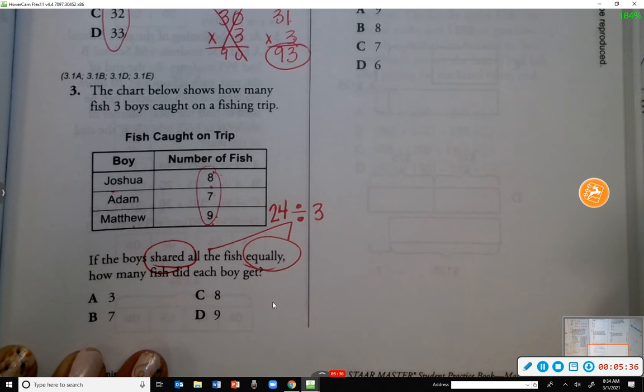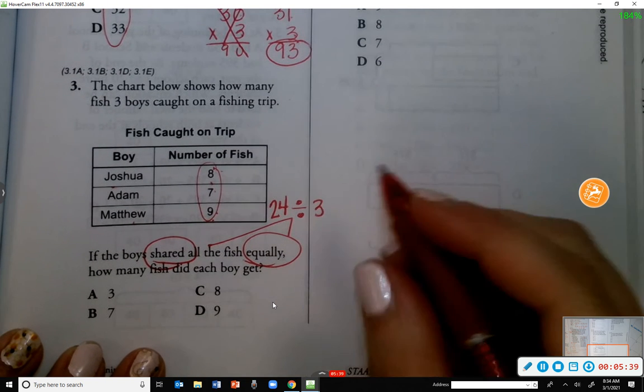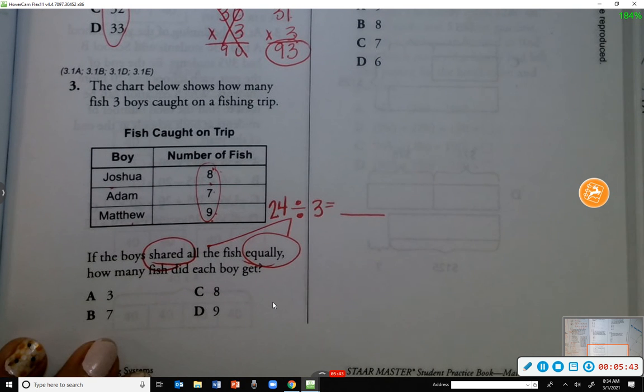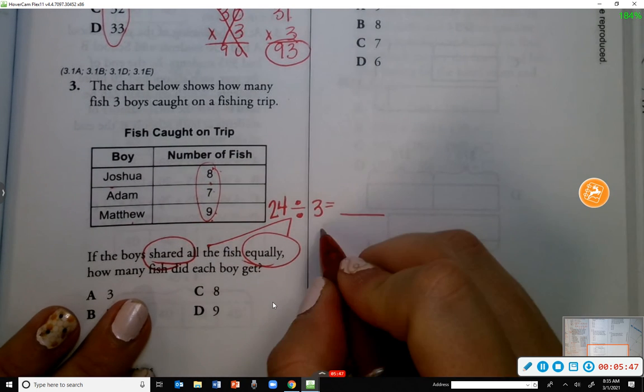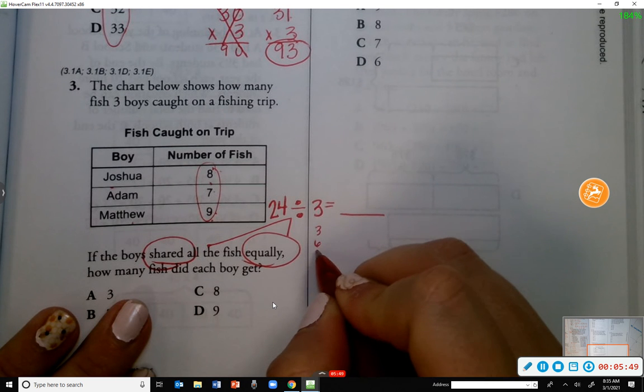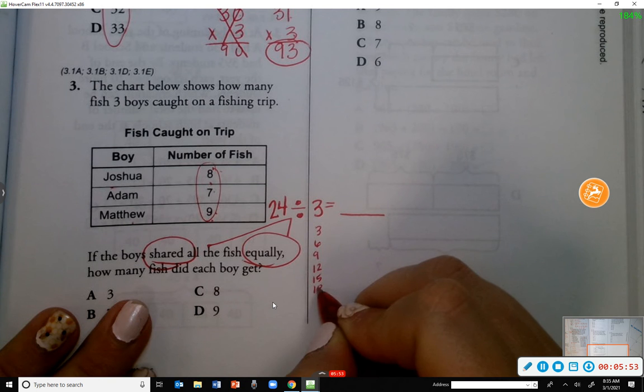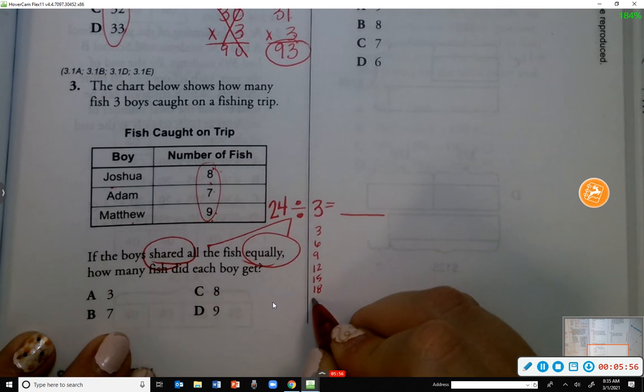Okay. So what if I don't know my 3s? What is a strategy I can use? You can use an array. An array? Allie? Counts by 3. Count by 3s. So let's do that. 3, 6, 9, 12, 15, 18. What comes next? 21. 21, 24.